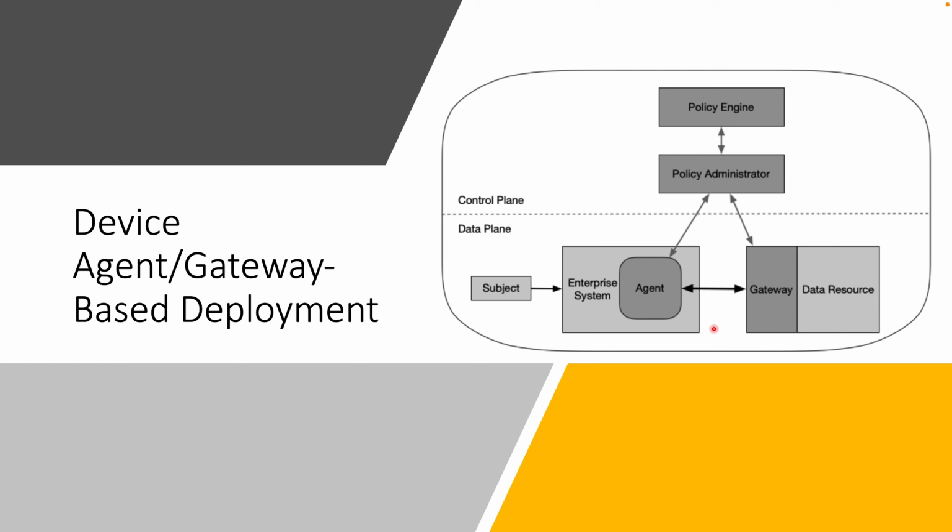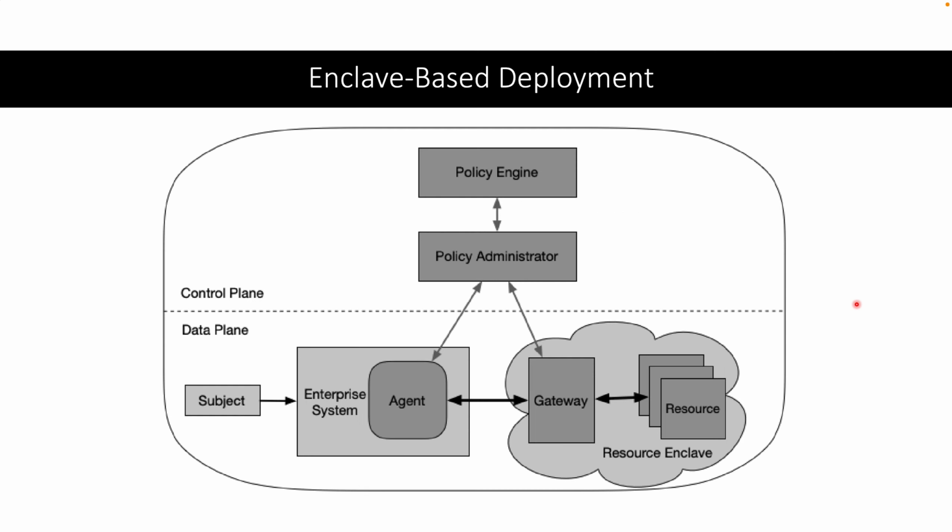So here, the agent coordinates connections between the subject and the system, and each resource has a gateway that is placed directly in front. So the resource communicates only with the gateway. The gateway essentially serves as a proxy for the resource.